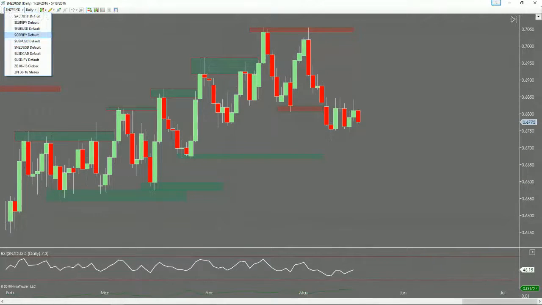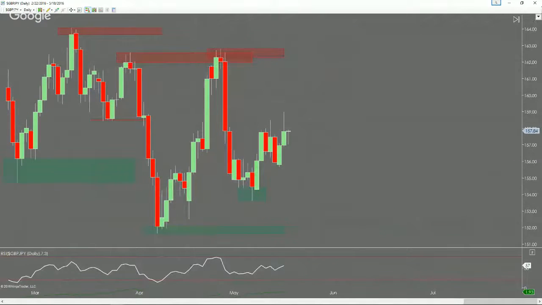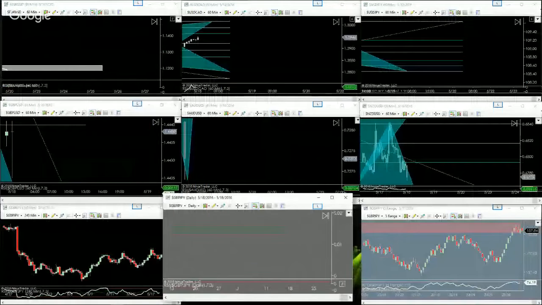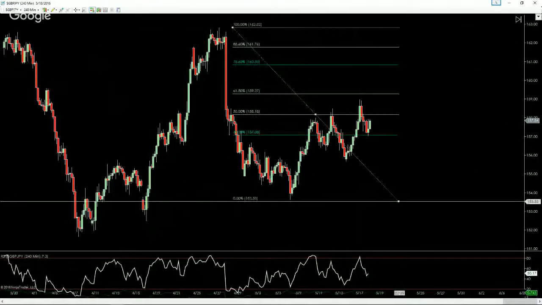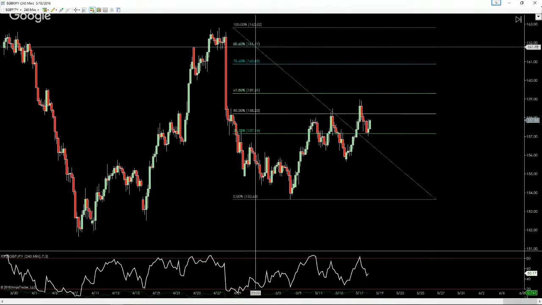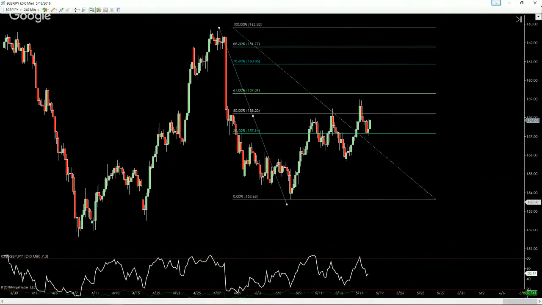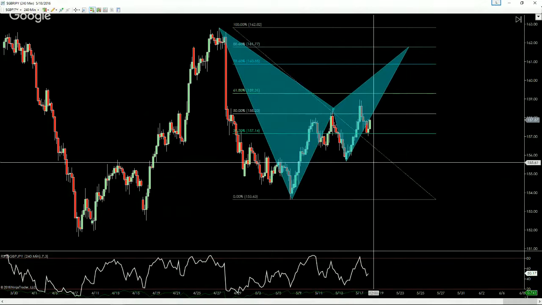We go to pound yen. There you go. All right, pound yen right here. We're playing around between these two levels of structure. See if we have any trading opportunities on the 240. You might. Yep. If price comes back up to the 886 retracement, we could be looking at a bearish bat trading opportunity.